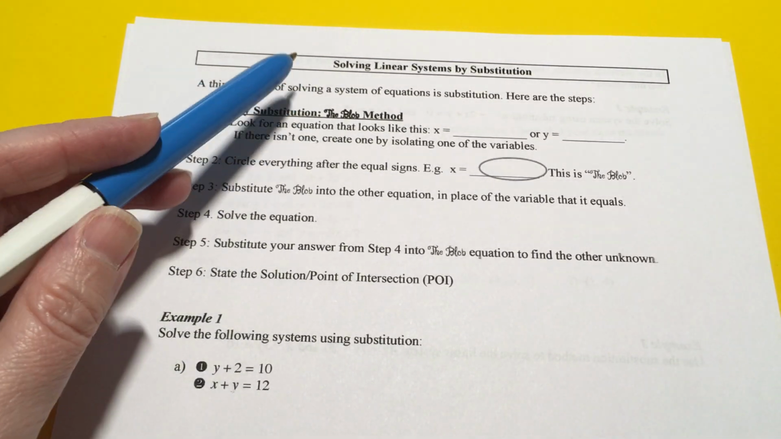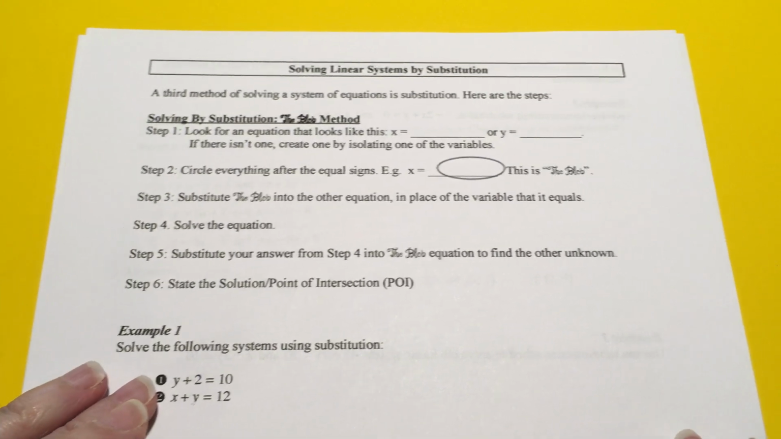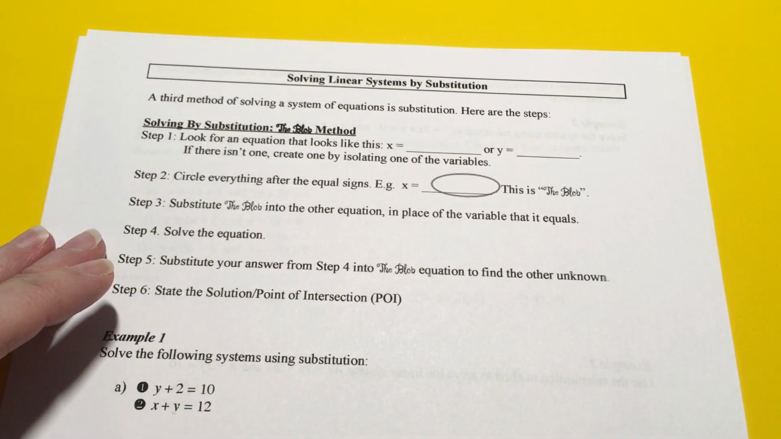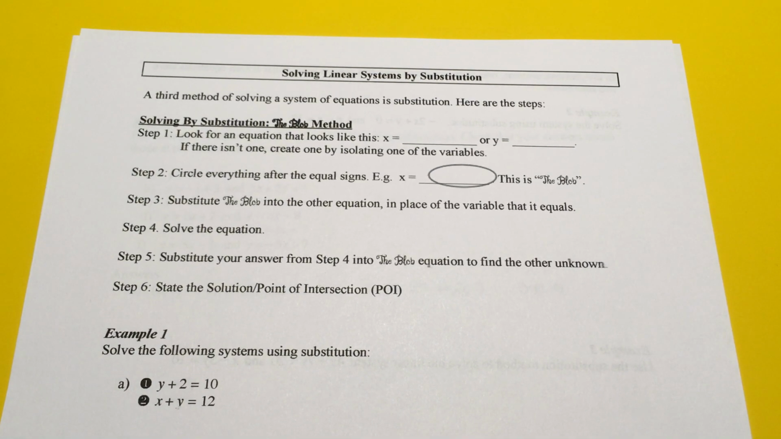Our lesson today is the third way to solve linear systems of equations, and this is called substitution. I have made a slideshow with this information on it as well, and the blank handout is available on Brightspace. So if you want to print it out so that you can fill it in as we're doing it, or afterwards as you're watching the video, if you can watch it at home.